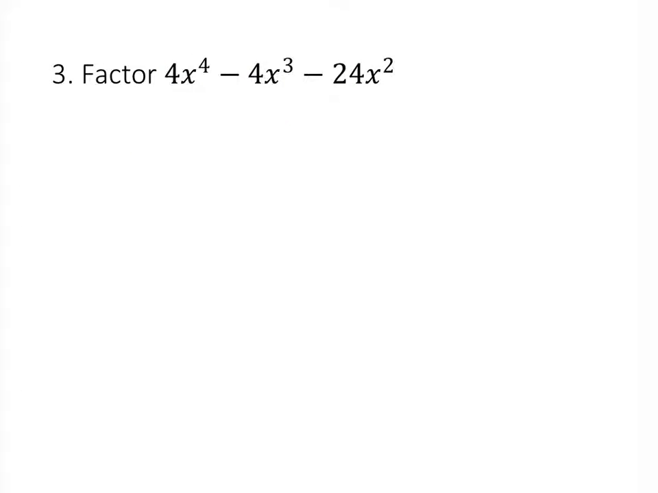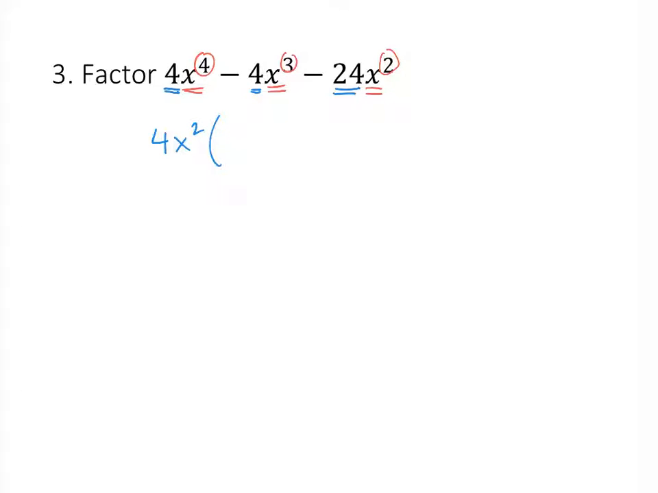Here we have another trinomial, but the first thing we'll have to do is factor out the greatest common factor. Now again, we're looking at this in two stages. We're looking at common factors among the coefficients, and then we're also looking at common factors among the variables. So among the coefficients, 4, 4, and 24, the common factor is going to be 4. And then among my variables, again looking at the exponents, x to the fourth, x cubed, and x squared, the lowest power there is x squared, so that's what I'll factor out as well.